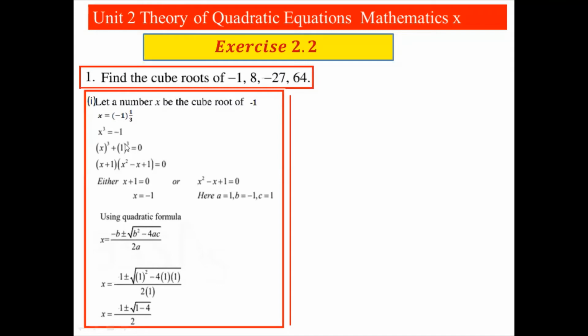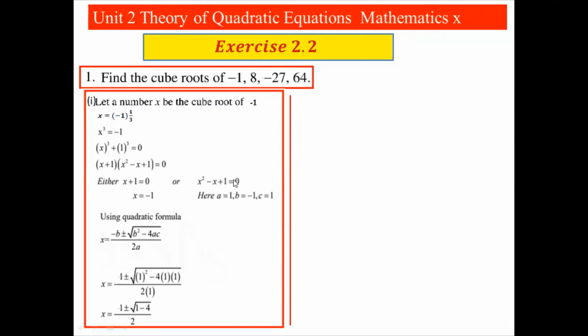So now we can use the formula a cube plus b cube, which is equal to a plus b times a square minus ab plus b square. By using this cube formula, we can write this expression as x plus 1 times x square minus x plus 1 is equal to 0. So either x plus 1 is equal to 0 or x square minus x plus 1 is equal to 0. If x plus 1 is equal to 0, it means x is equal to minus 1. And x square minus x plus 1 is equal to 0.